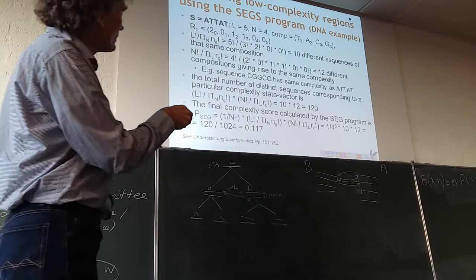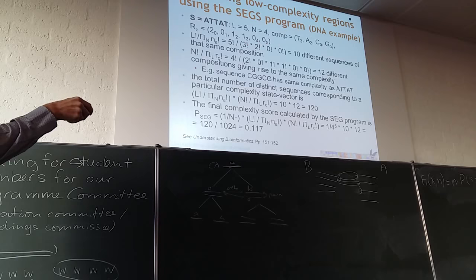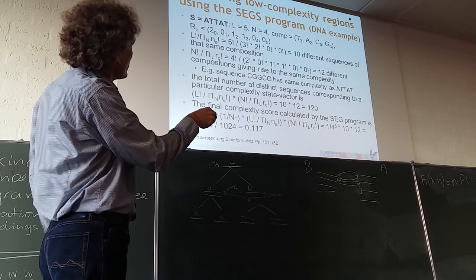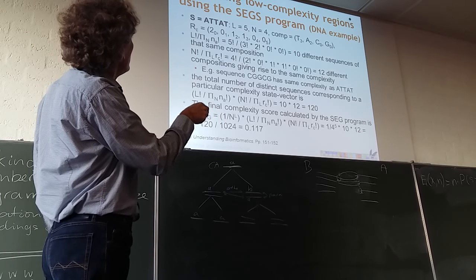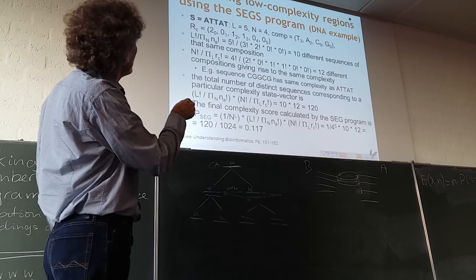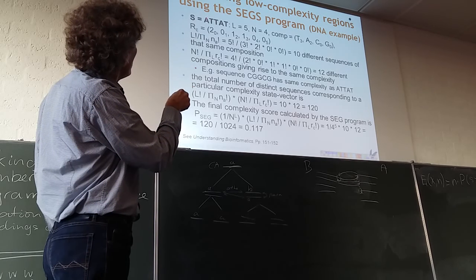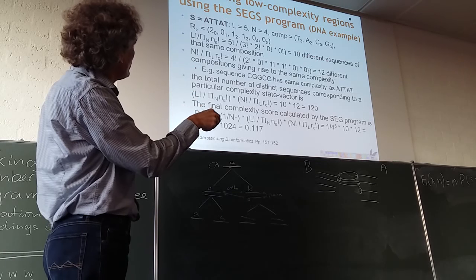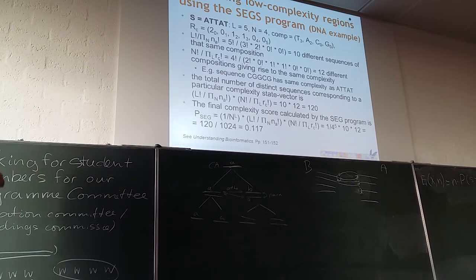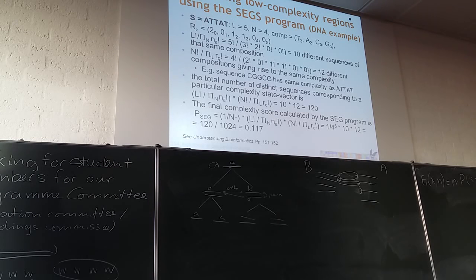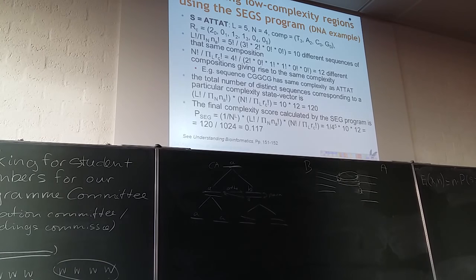It turns out there are 10 different ways to get a sequence of the same composition. Yes, there's 10 different ways in which to write a sequence of A's and T's where you have 3 T's and 2 A's. Yeah? You don't care about the order.